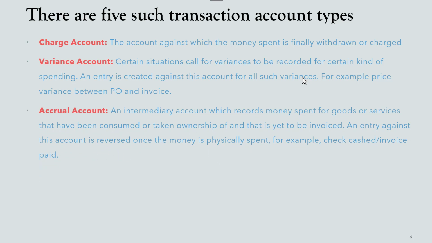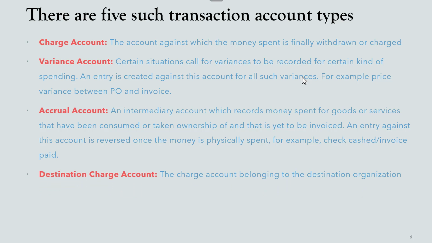What about the accrual account? An intermediary account which records money spent for goods or services that have been consumed or taken ownership of, but are yet to be invoiced. An entry against this account is reversed once the money is physically spent. For example, a check cashed and invoice paid.